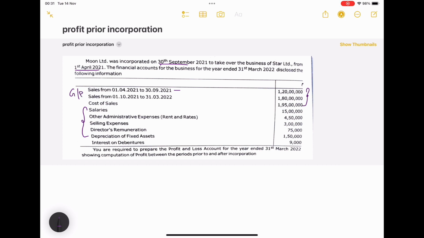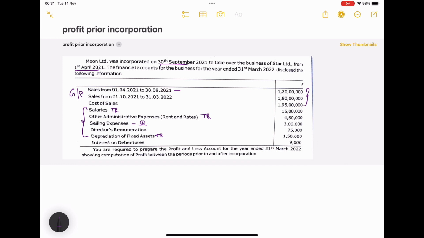Got it? Next, salaries they have given. Salaries, as usual, we are going to pay monthly, so it is related to time ratio. Other administration expenses, within brackets they have mentioned rent and rates. Rent we all pay on a monthly basis. Selling expenses are fully related to sales, so sales ratio. Depreciation of fixed assets occurs monthly, quarterly, yearly wise, so we calculate on that basis, which means time ratio.